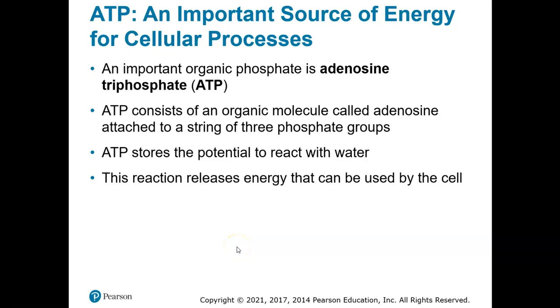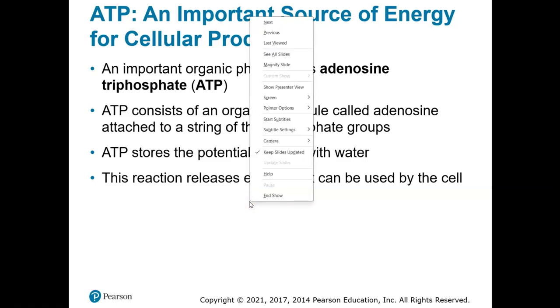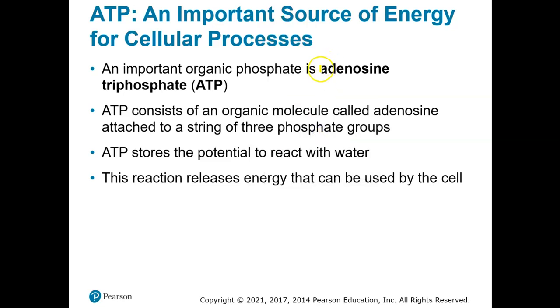We are on part 2 of the chapter 4 lecture notes, and this is the chapter on carbon. We were looking at functional groups, and one of the functional groups was phosphate. So ATP, adenosine triphosphate, is the molecule that our cells use for energy.